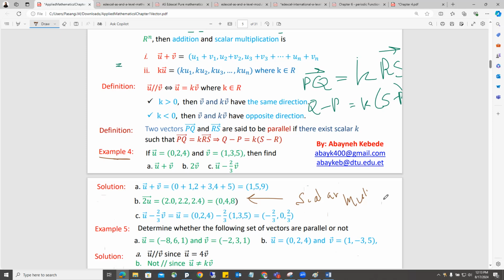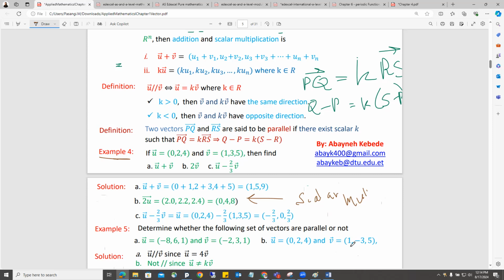And the third one, there we have u minus 2 over 3v. For the multiplication, just multiply all numbers. In adding, you add all numbers. So for the second one, you just need to multiply the entire u vector by 2.